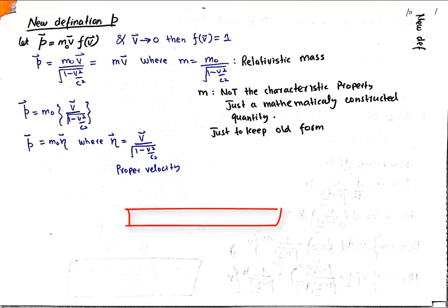Also, we can define another parameter. I can define v over square root of 1 minus v squared by c squared, and I can call this the proper velocity. So now you see p is equal to m naught times the proper velocity, which is eta. So this is also giving us our old form. These two conventions are used to keep the old form of the definition of the linear momentum. So that is how we define the relativistic momentum. So that is all for this video.